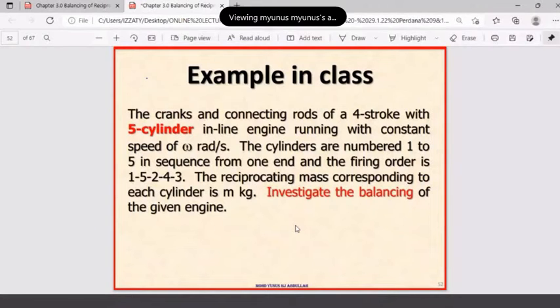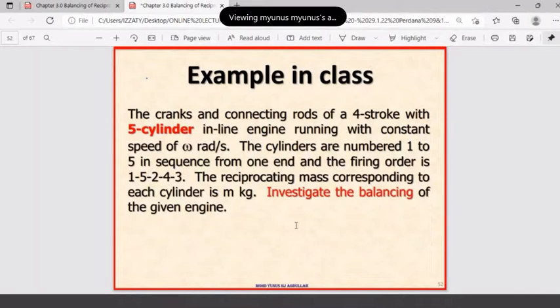Do you have this one? Example in class, slide page number 52. Thank you. Okay, this is not in your notes, I mean in your books. This is in your slides, the additional material that I provided in the WhatsApp group.